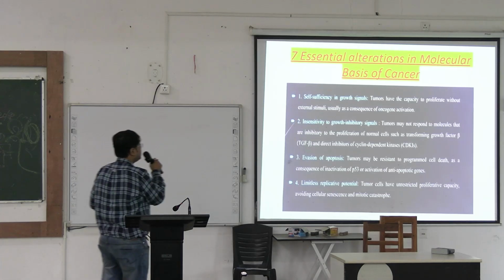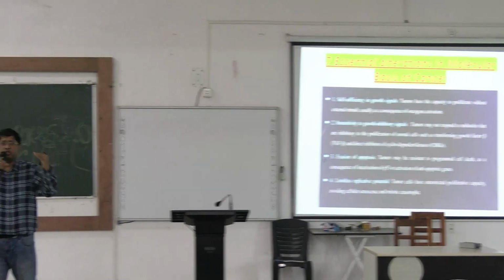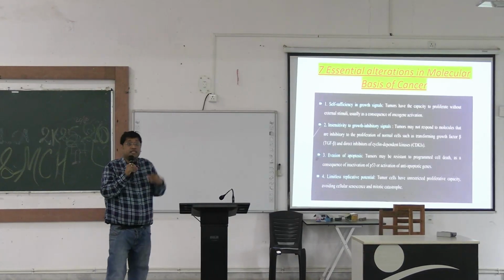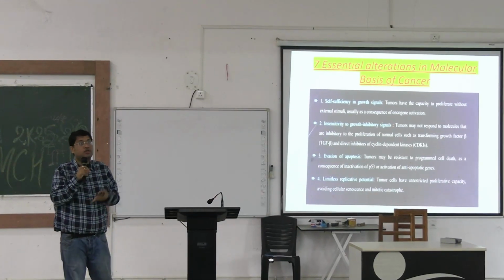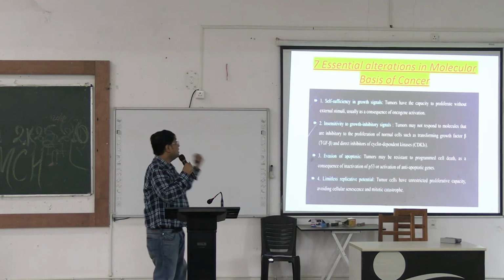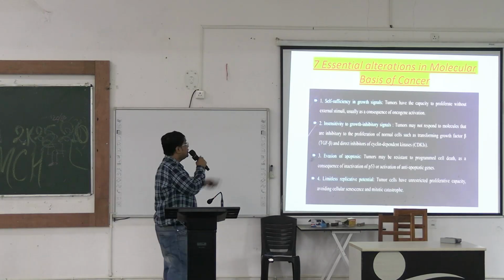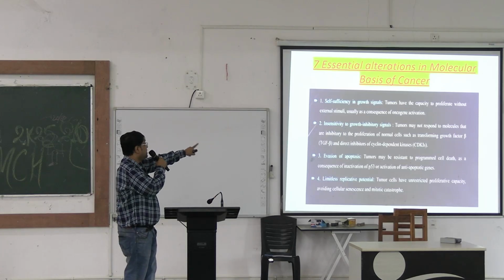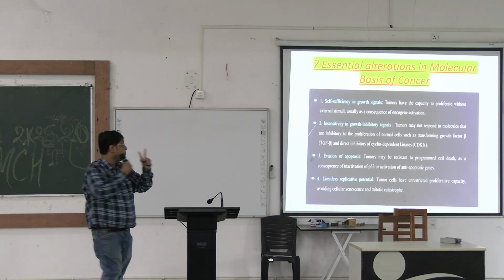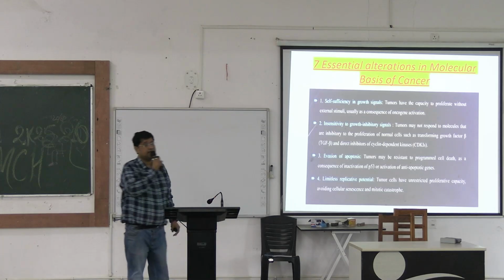Number two: insensitivity to growth inhibitory signals. There are various mechanisms where the excessive growth can be stopped by some inhibitory factors or inhibitory proteins. If these inhibitory factors themselves are inhibited, that will lead to more and more progression of cancers. Tumors may not respond to molecules that are inhibitory to the proliferation of normal cells, such as TGF-beta, transforming growth factor beta, and direct inhibitors of cyclin-dependent kinases, CDK1.